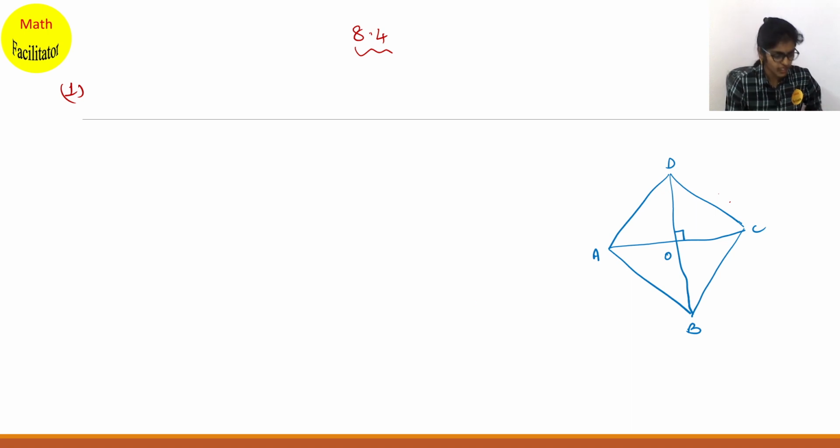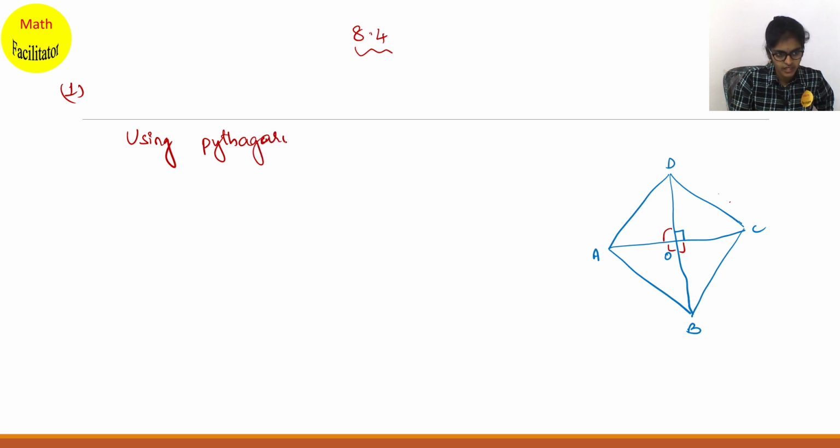Now, here you can see you have four right angle triangles. Yes or no? See, AOD is one right angle triangle, COD one, AOB is another, and COB. All these are right angles. So I am using Pythagoras theorem. So using Pythagoras theorem, in all the sides, you can write.